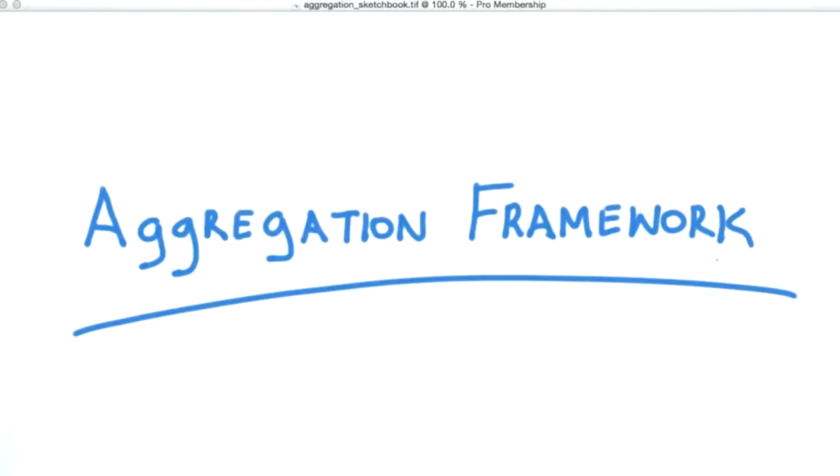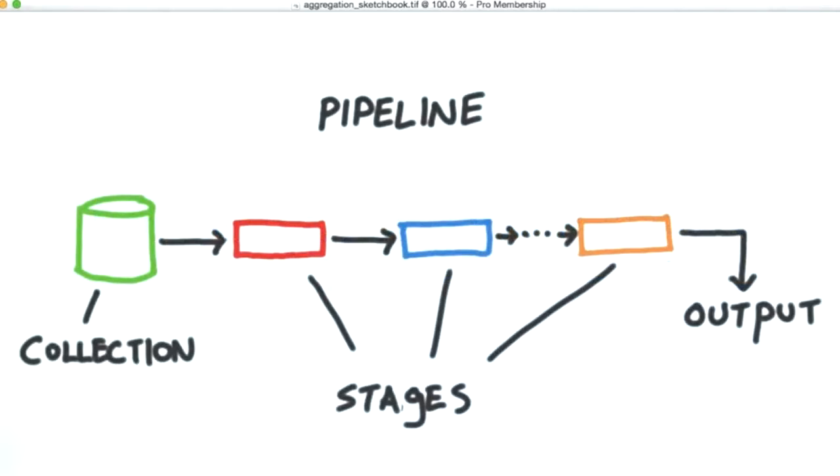All right, welcome to our discussion of MongoDB's aggregation framework. The aggregation framework is a set of analytics tools within MongoDB that allow you to run various types of reports or analysis on documents in one or more MongoDB collections. The aggregation framework is based on the concept of a pipeline.